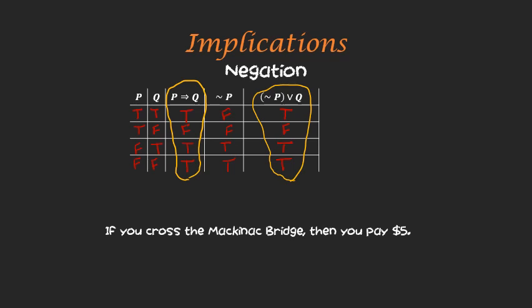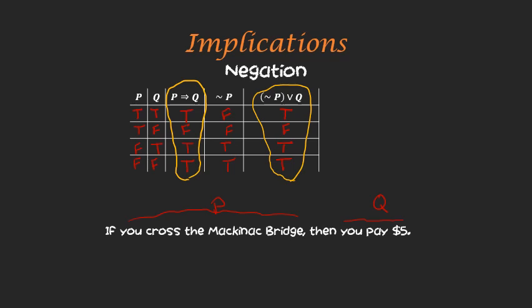So think about this in the example we've been using. If you cross the Mackinac Bridge, then you pay $5. Remember P is you cross the Mackinac Bridge, and Q is you pay $5. So this is the same thing as saying you don't cross the Mackinac Bridge or you pay $5. But that's really saying the same thing as if you cross the Mackinac Bridge, then you pay $5. Either you don't cross the Mackinac Bridge or you pay $5.